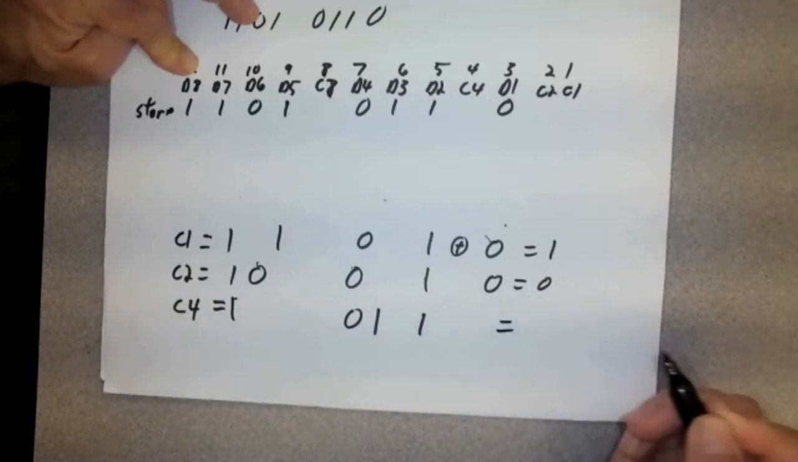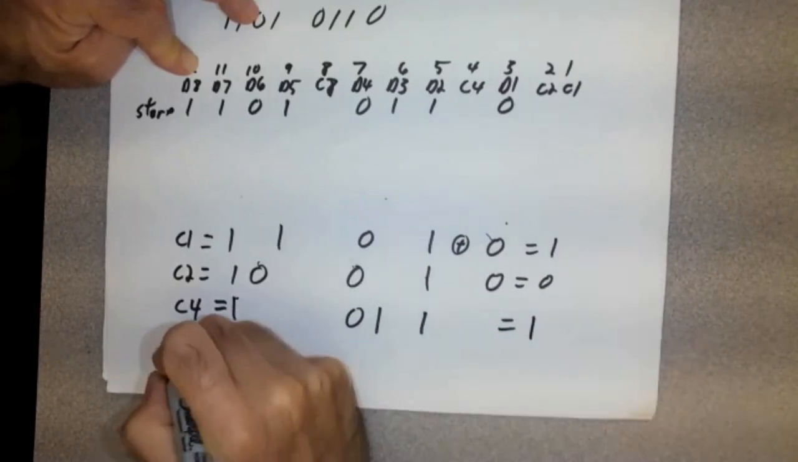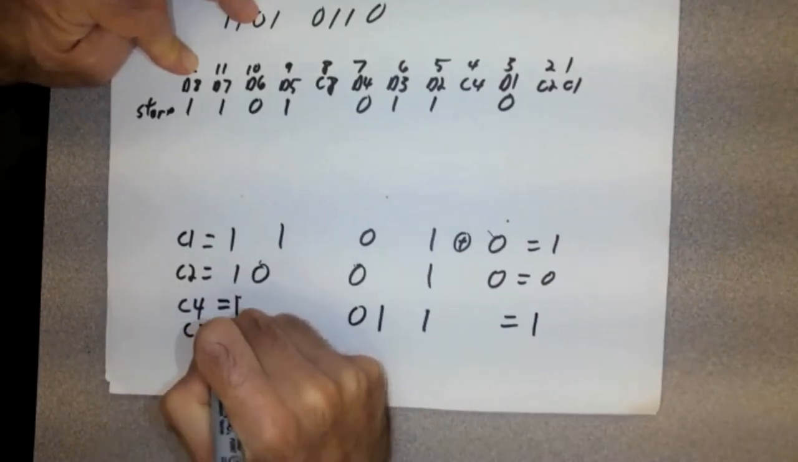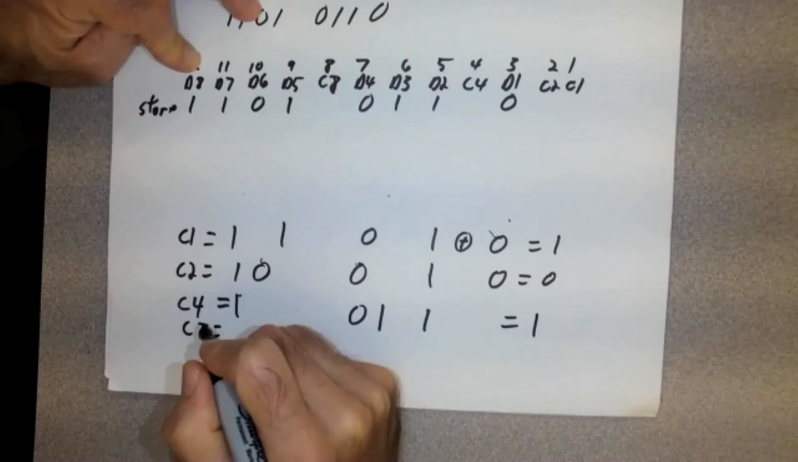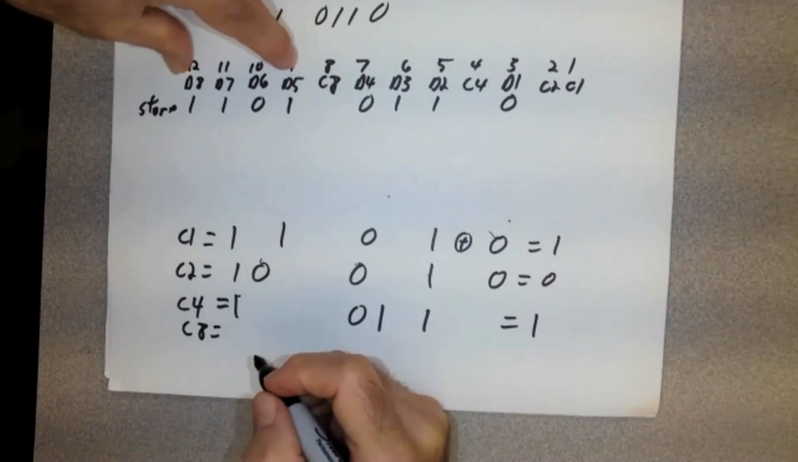So we end up with an odd number. So we need a 1 for the check bit there. And our check bit 8 then uses 5, 6, 7, 8, the most significant digits here.